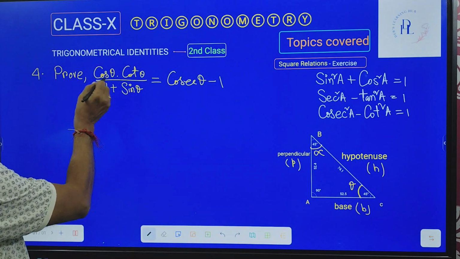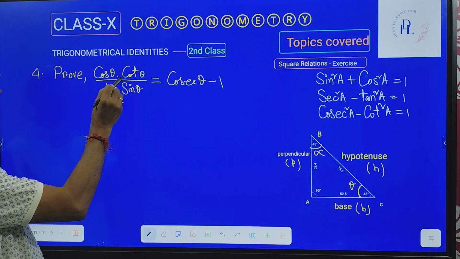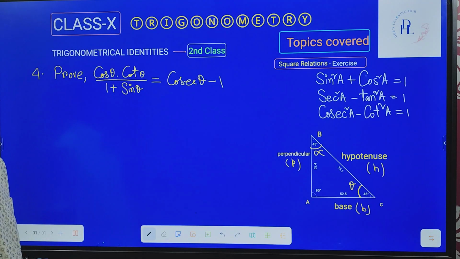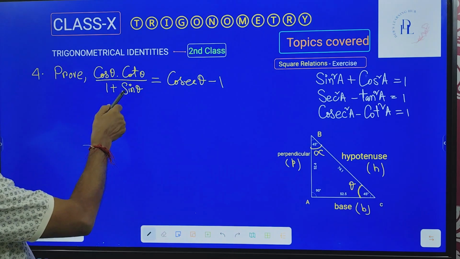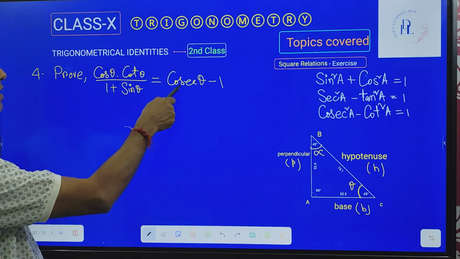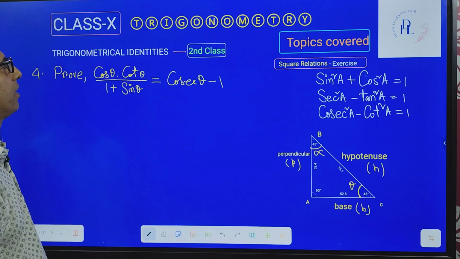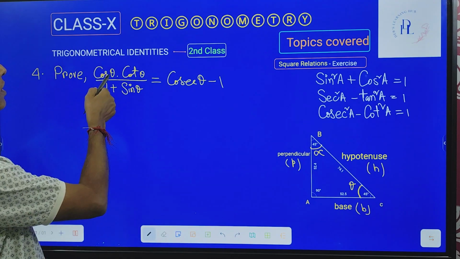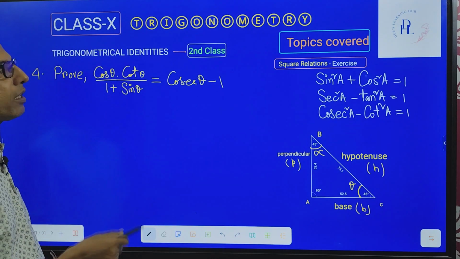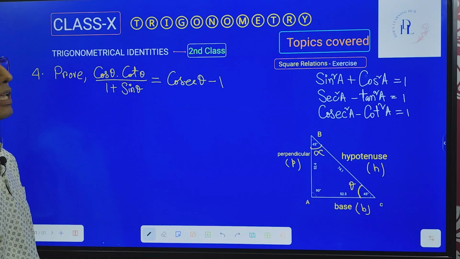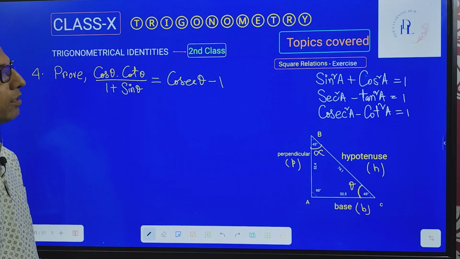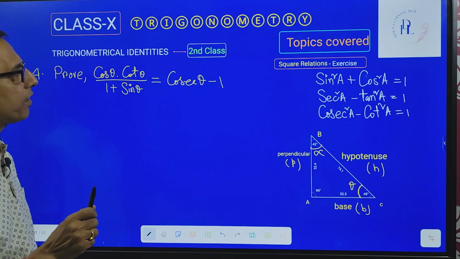Okay, fourth problem. You need to prove cos theta into cot theta by 1 plus sin theta equals cosec theta minus 1. Look into the problem. Think where to start. Here it is 1 plus sin theta, here it is cosec theta. That means here you have sin theta at the denominator. If you multiply cos theta into cot theta, what will happen? Cot theta equals cos theta by sin theta, so cos square theta by sin theta. Sin theta will come at the denominator. That is a clue. Try to find the clue.